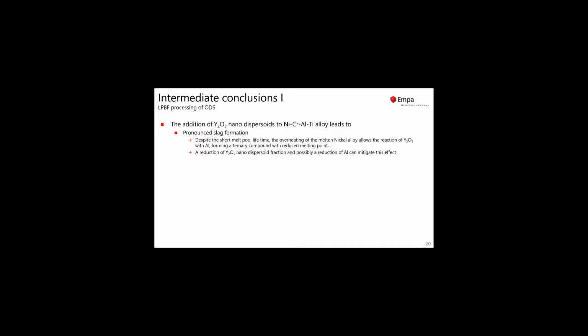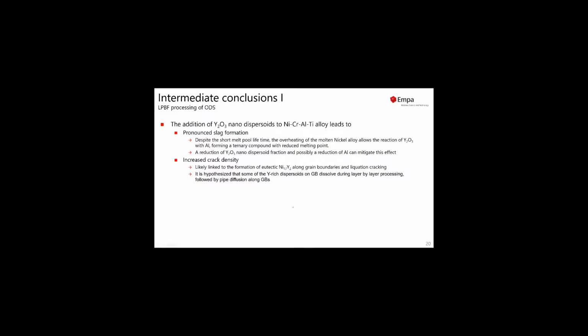That might be mitigated by a reduction of the amount of yttrium oxide particles. We have seen that if we go from 1 weight percent to 0.5%, this had a significant effect. Possibly, but we did not try that, a reduction of the aluminium can also mitigate that effect, but with that we will also decrease the volume fraction of gamma prime that we have in our material.